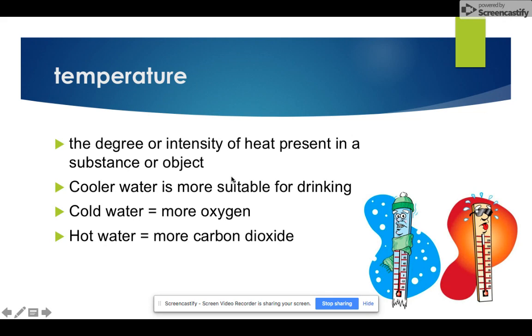We all know, everybody likes to drink cold water. Cold water is good. We've already talked about how cold water has more oxygen and how hot water has more carbon dioxide. You know those things. We talked about them when we talked about oceans earlier.